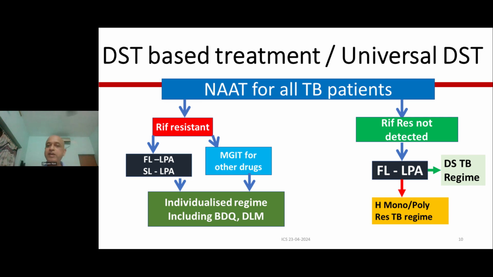The MGIT will tell you high-dose fluoroquinolone resistance. It will tell you about linezolid resistance, clofazimine resistance, bedaquiline, delamanid wherever it's being done, and also pyrazinamide wherever it's done. So, you get a whole lot of information based on which you make your regimens.